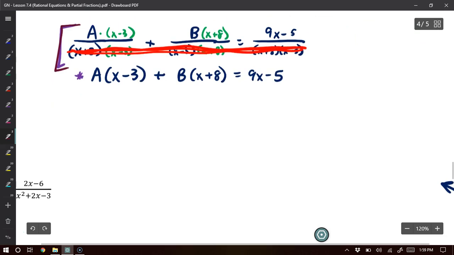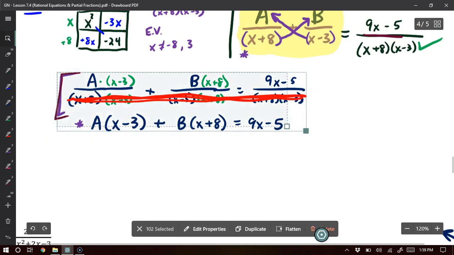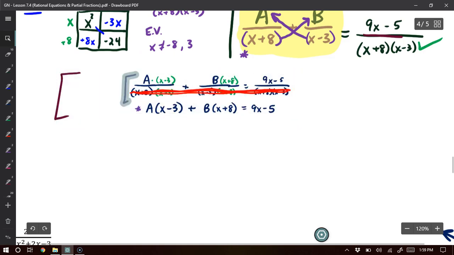Now the question is, well, what do we do from here? And it's a good question, because we have 3 variables. We have an a, we have a b, and we have an x. And it's a little confusing with so many, but you need to realize we have some values of x we have not used yet. We have not used these excluded values. So I am going to plug in my excluded values.